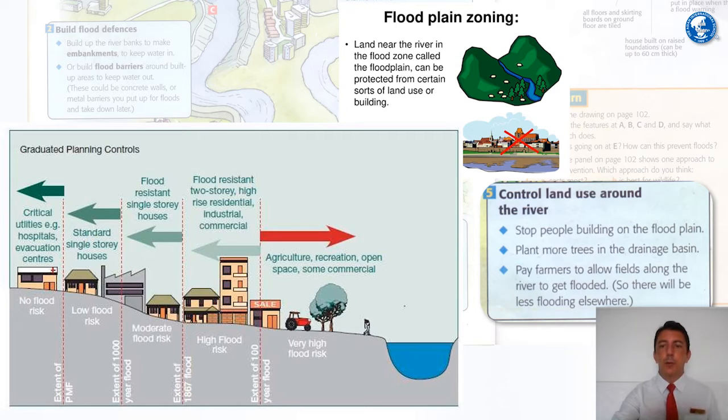Another idea is to plant more trees in the drainage basin. If we plant more trees, they can absorb more water, so less water goes into the river, and the river is less likely to overflow. Also, pay farmers to allow fields along the river to get flooded. So there'll be less flooding elsewhere, where it will do more damage.